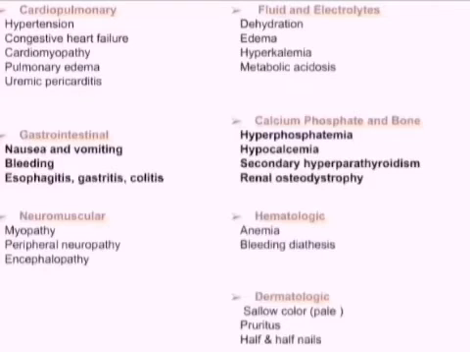ممكن نتيجة electrolyte imbalance and water imbalance, congestive heart failure, pulmonary edema, uremic pericarditis. gastrointestinal complication تتراوح بين nausea, vomiting, bleeding, esophagitis, gastritis, colitis، كلها reactive للuremic toxin اللي هي اليوريا، elevated urea and creatinine.